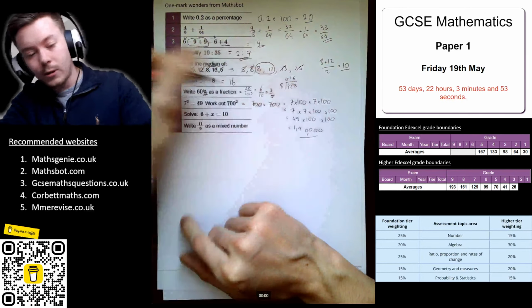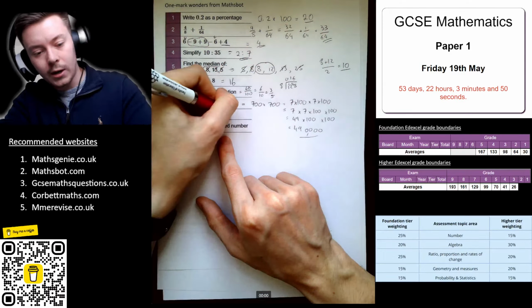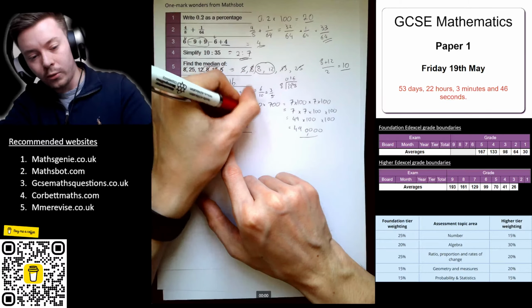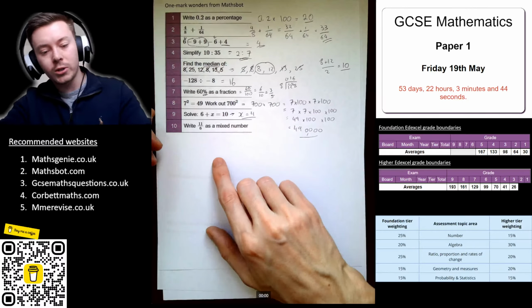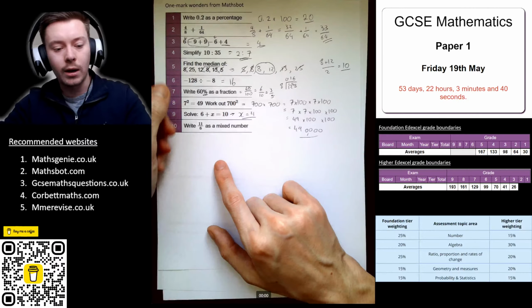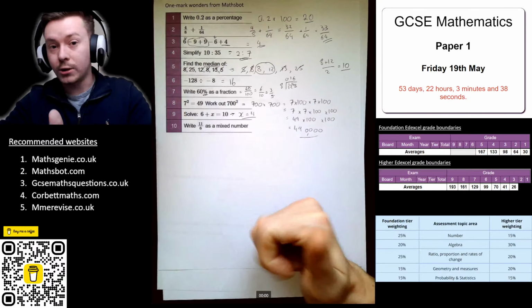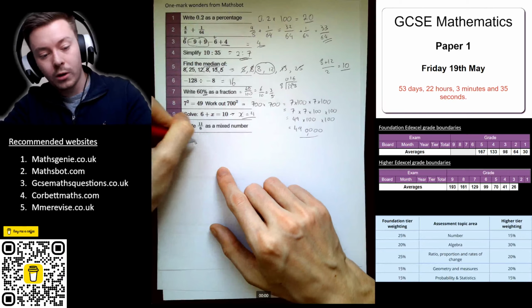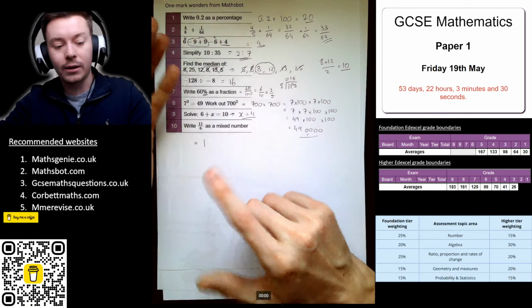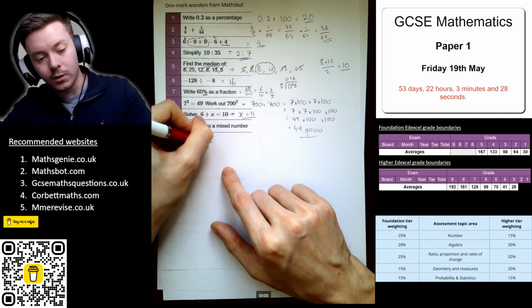Next one, 6 plus x is 10, so that means 6 plus something is 10, so x is equal to 4. And then 11 over 6 as a mixed number. So you've just got to work out how many 6's go into 11. So 6, 12, so 1 whole, because that's 6 6, and then add 5, so it's 1 and 5 6.